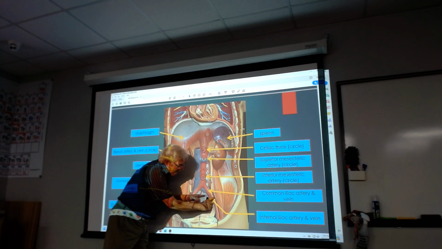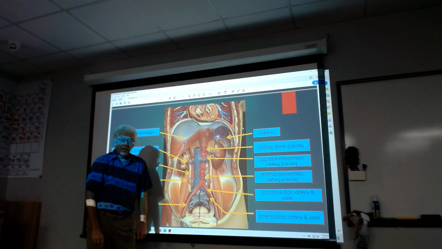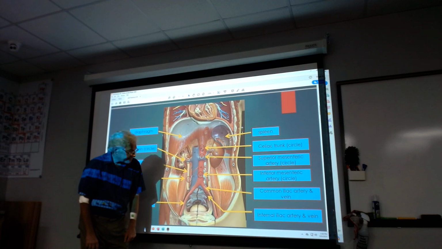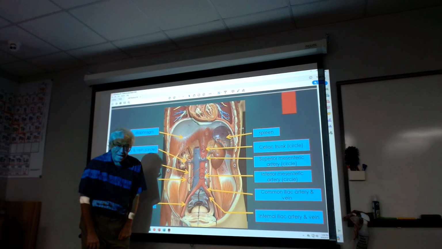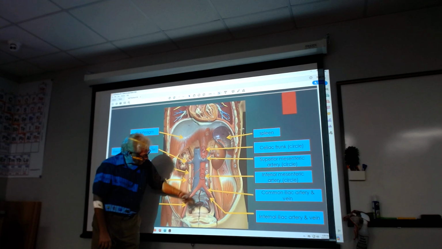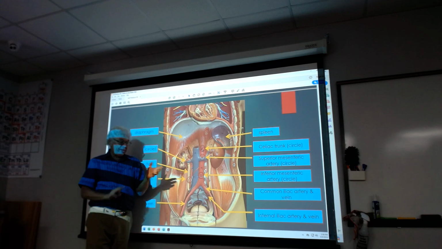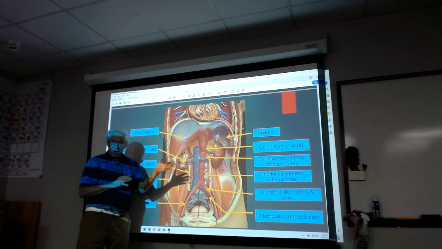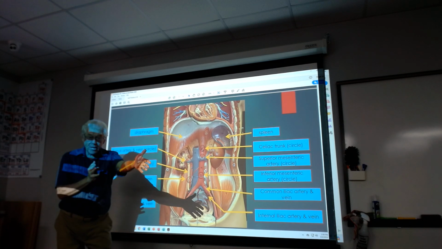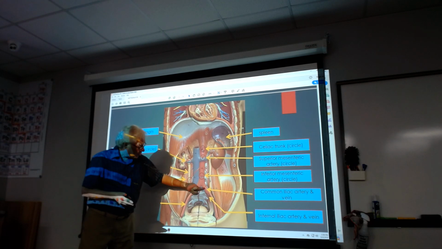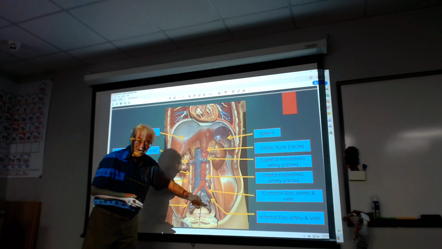And notice, the outside one is called the what? External iliac artery. And the one on the inside is going to be called the, what do you think? Internal iliac artery. And the same thing happens for the veins. External going out to the leg, internal going backwards in towards the sacrum. Alrighty?